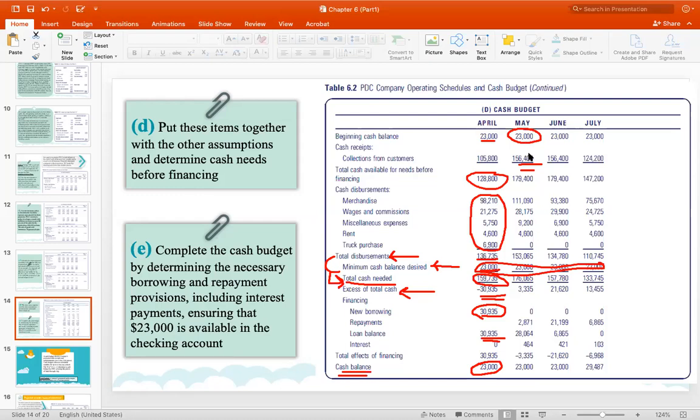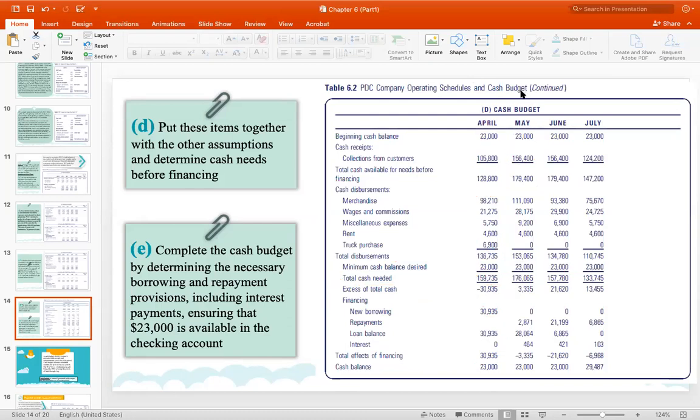So we'll add the collections from customers during the month of May. This number comes from panel A. Then by adding this one and this one, we will have the total cash available. We add this one plus this one, and we will have the total cash available in the firm.